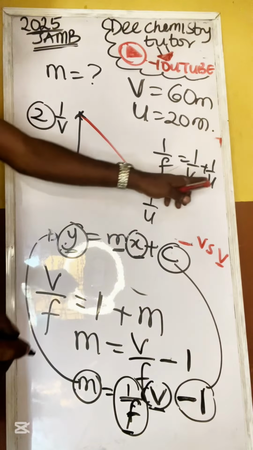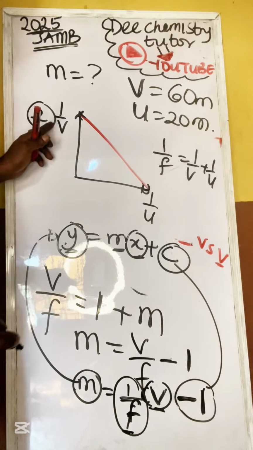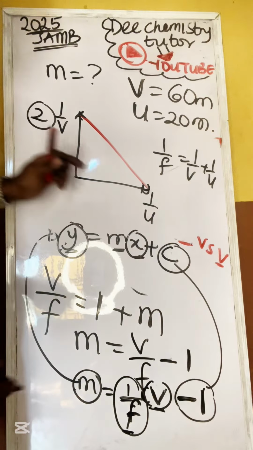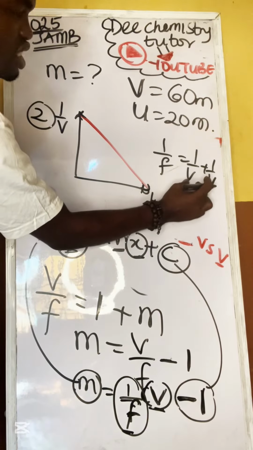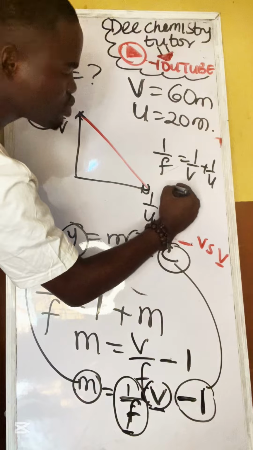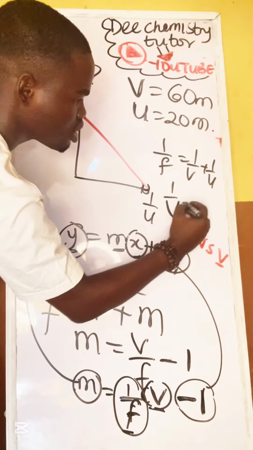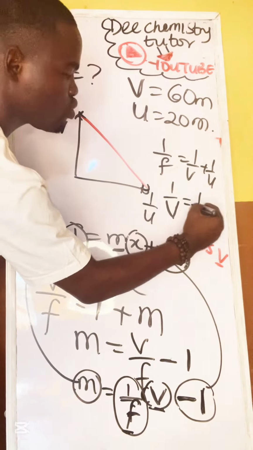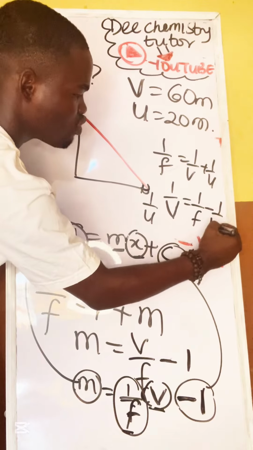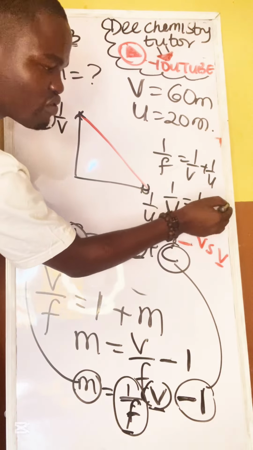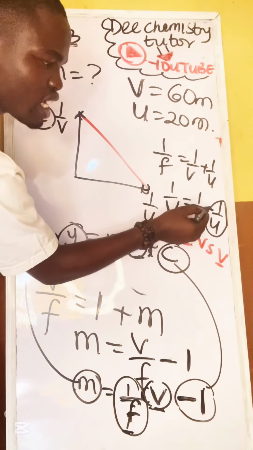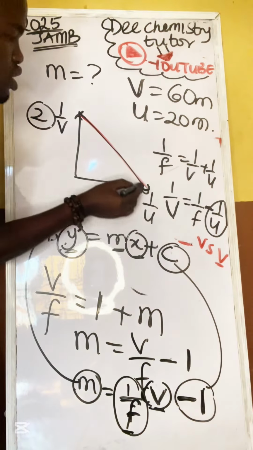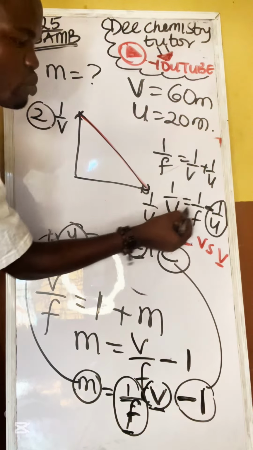So if I want to plot 1 over V against 1 over U, I have to make 1 over V the subject of the formula, and 1 over V equals what? This one will come here: 1 over F minus 1 over U. Can you see that this is negative? So it will be decreasing like that. So that's why it's coming down. Can you see? Because this is negative, it's not positive like this.